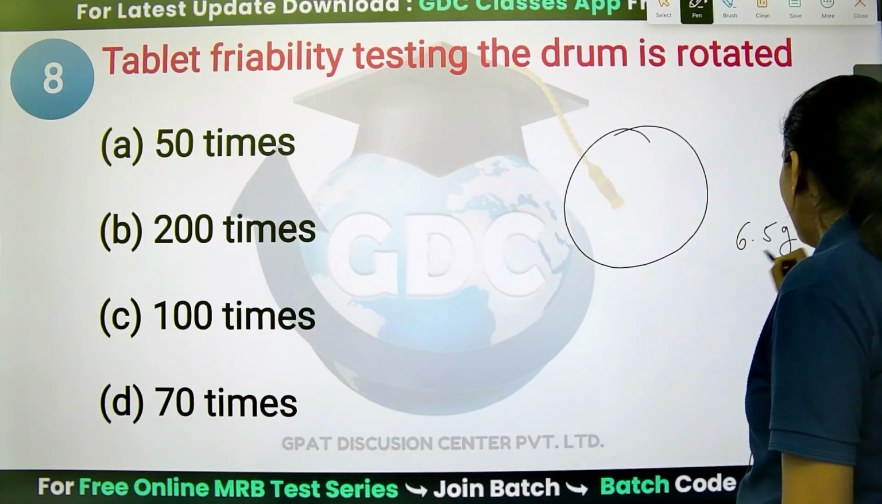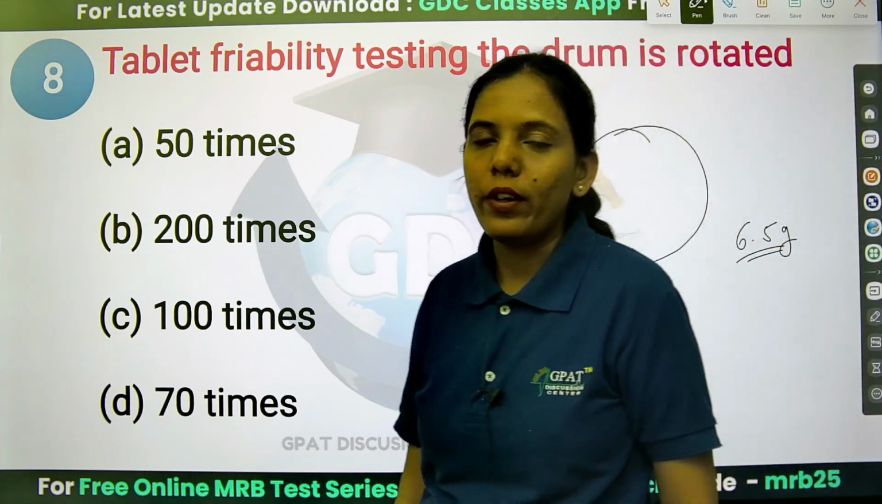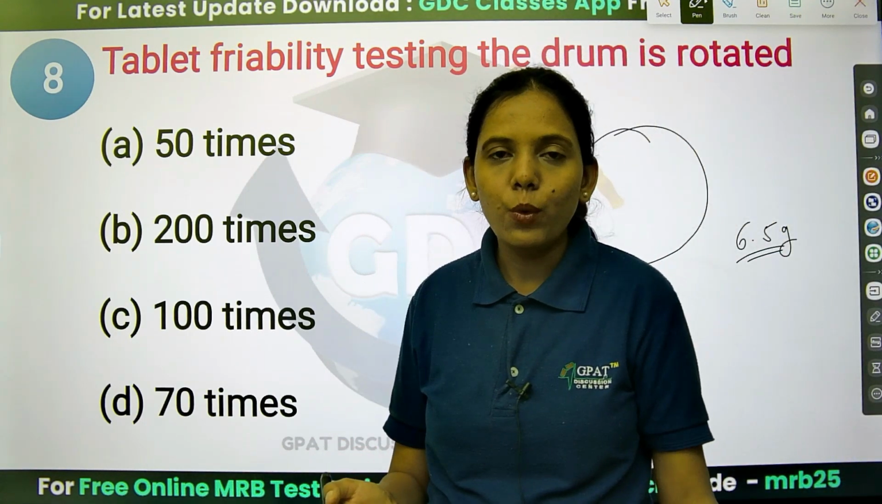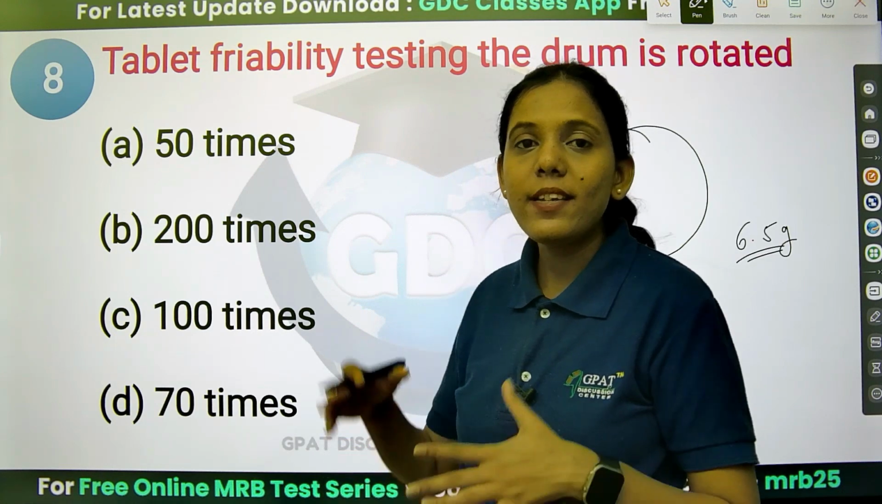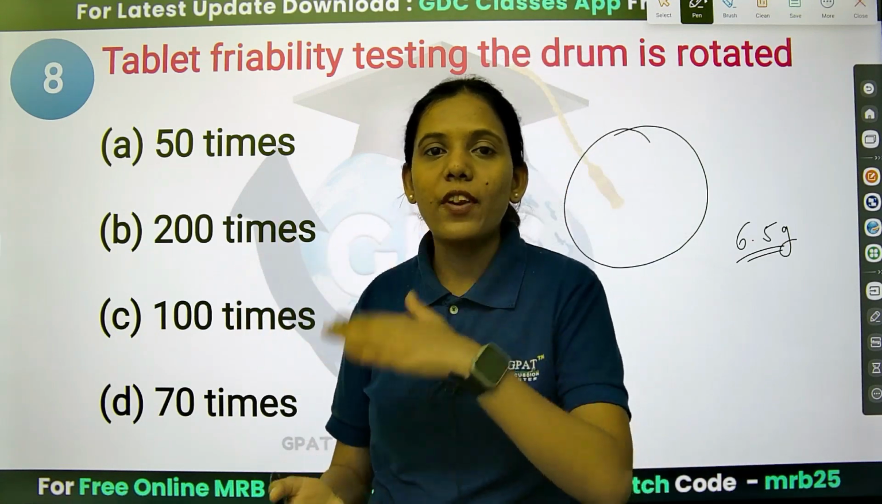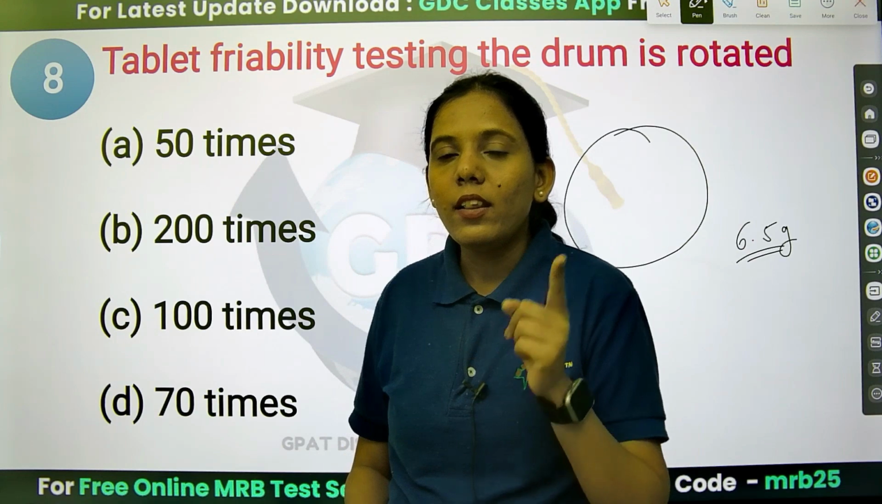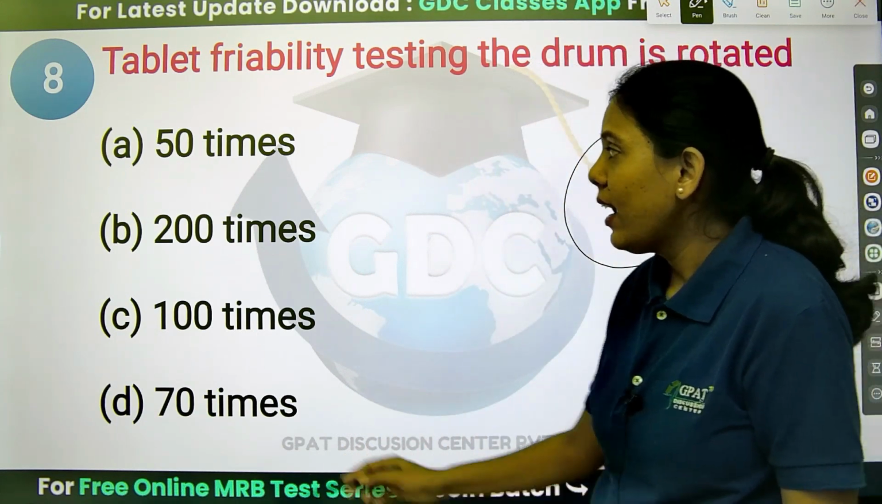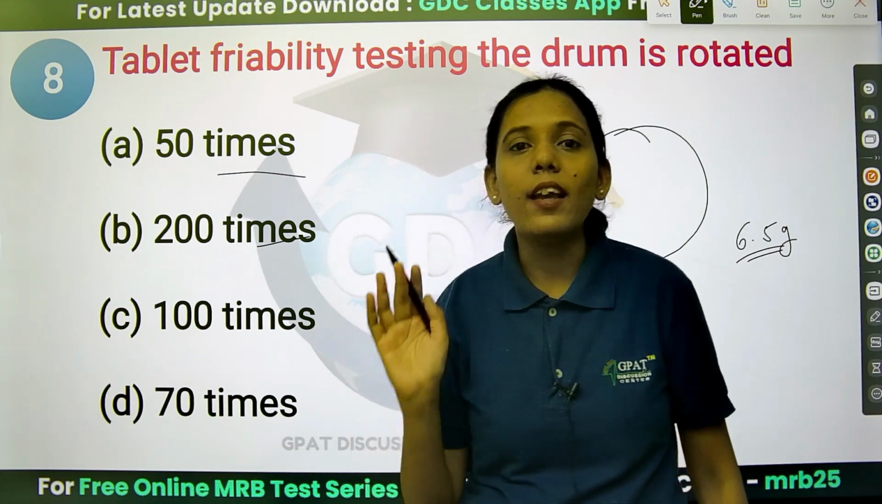So depends, we can take 10 tablets, 12 tablets and so on depending upon the individual weight. So we will take the tablets. Initially we have to check the weight of the tablets and then subject it to the friability, right? In that, how many times should the drum be rotated? Now they are asking how many times. They are not asking RPM.